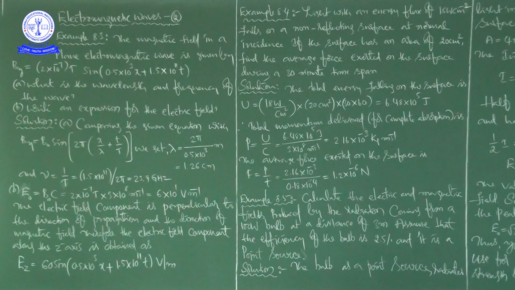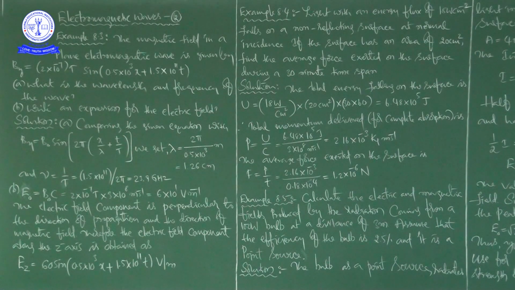After completion of that, we went to discuss example 8.4. There he is asking to find the average force exerted on the surface. By using the formula F is equal to P by T, we found the average force, that is 1.2 into 10 to the power of minus 6 newtons, where P is equal to U by C and U is equal to 6.48 into 10 to the power of 5 joules.